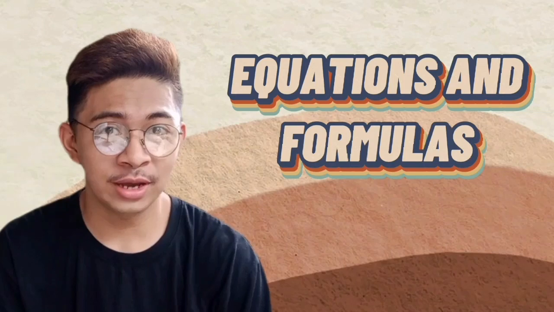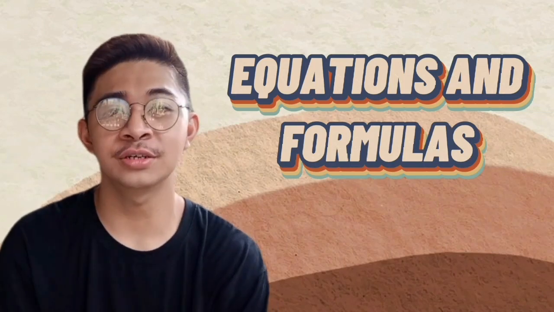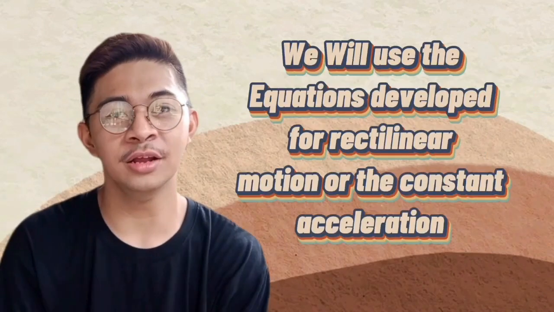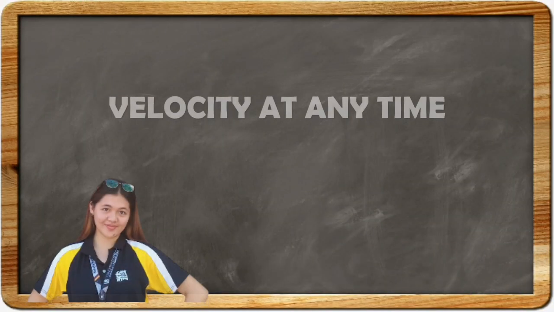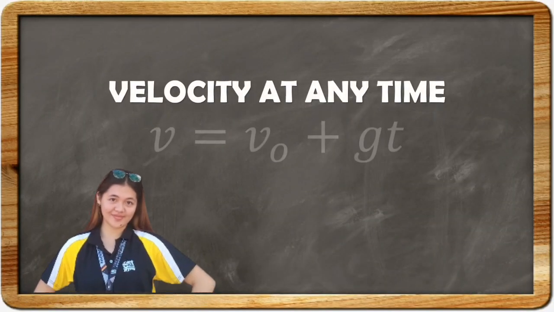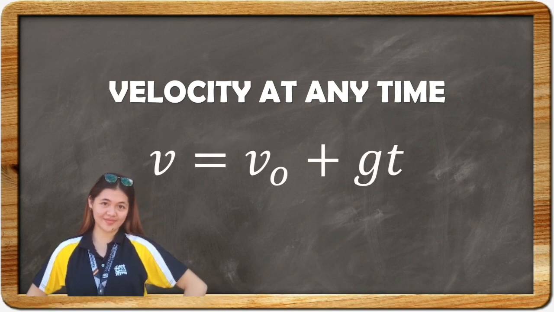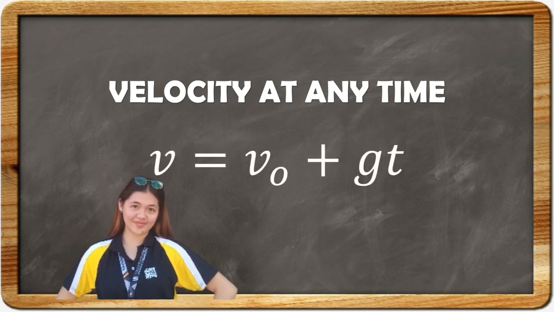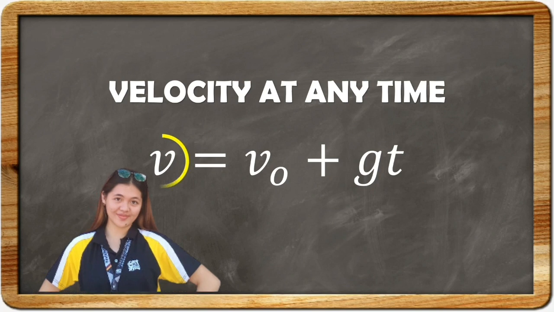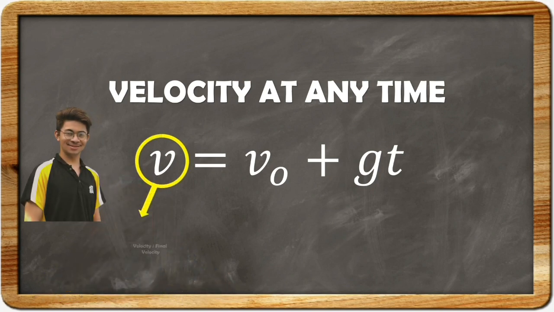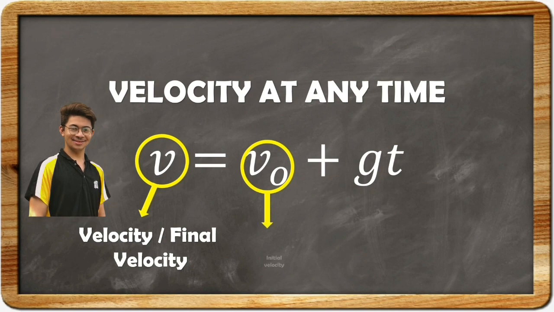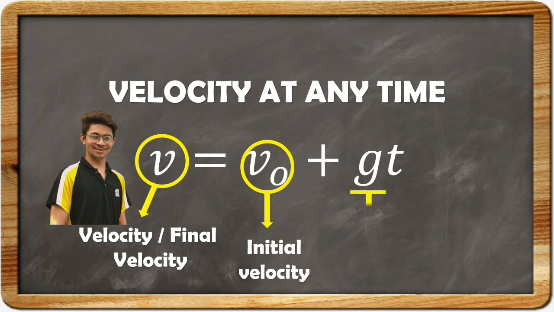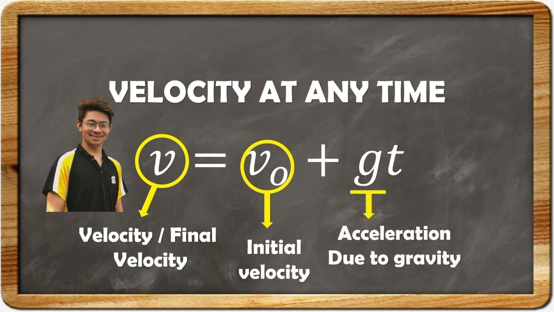Now, when it comes to equations and formulas, we will use the equations developed for rectilinear motion, or the constant acceleration. For the velocity at any time, we will use the equation v = v₀ + gt, velocity equals initial velocity plus the acceleration due to gravity multiplied by time. Where v is the velocity or final velocity, v₀ is the initial velocity, g is the acceleration due to gravity, and t is the time.